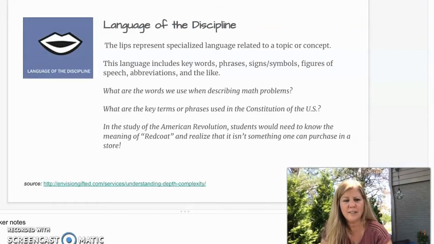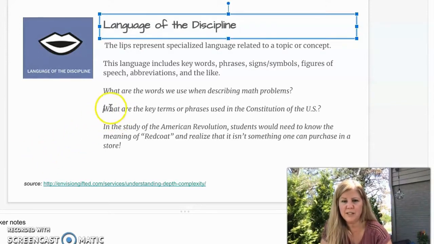So these are the icons. I'm not going to take a ton of time to go through every single one. I'm just going to give you an example for each one. So language of the discipline. We might say, what are some key terms or phrases used in the Constitution of the U.S.? The words we use when describing math problems. Let's take a look at the word redcoat. Is that something you could buy at a store?